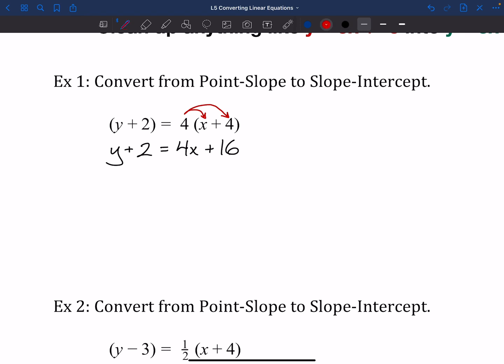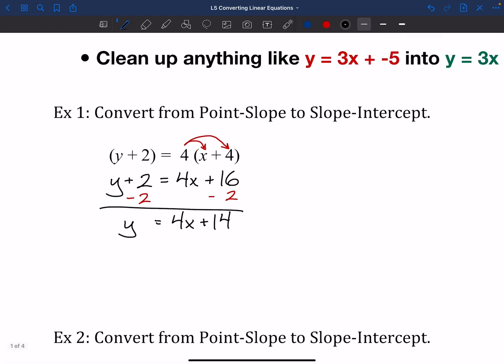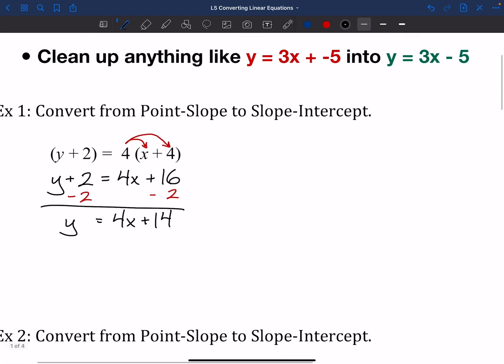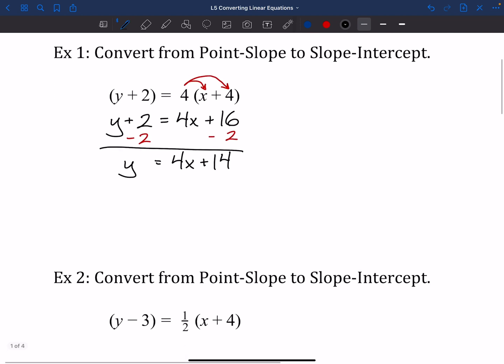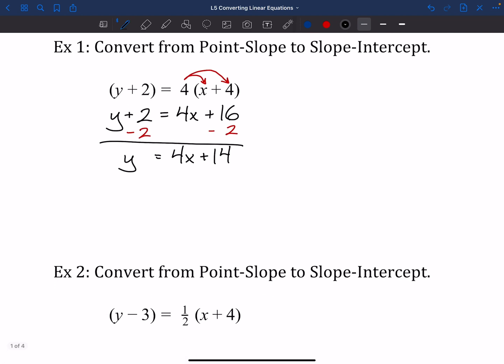After that, I need to move the constant away from the y. In this case, that's the plus 2 that's hanging on to it. So I'm going to do the opposite thing, subtract 2, in order to move that over. When we do that, we'll have y by itself equals 4x plus 14 on the other side. I believe that's it. I don't have to do anything with that last cleanup step like plus negative 5. On this one, we're done. That's it. We're in slope-intercept form. Hopefully it doesn't seem so bad.